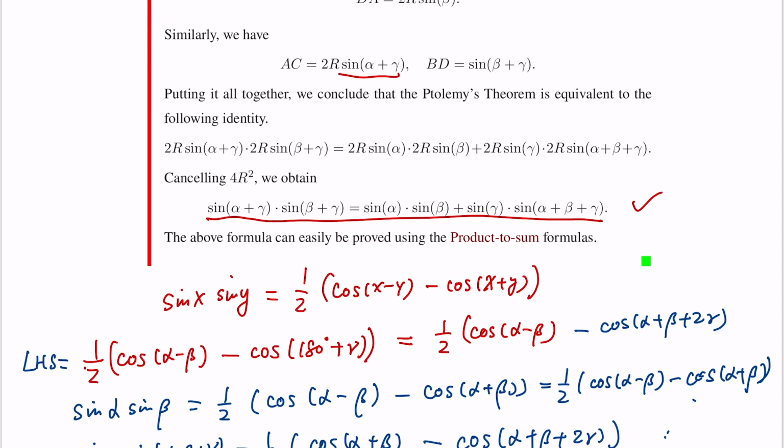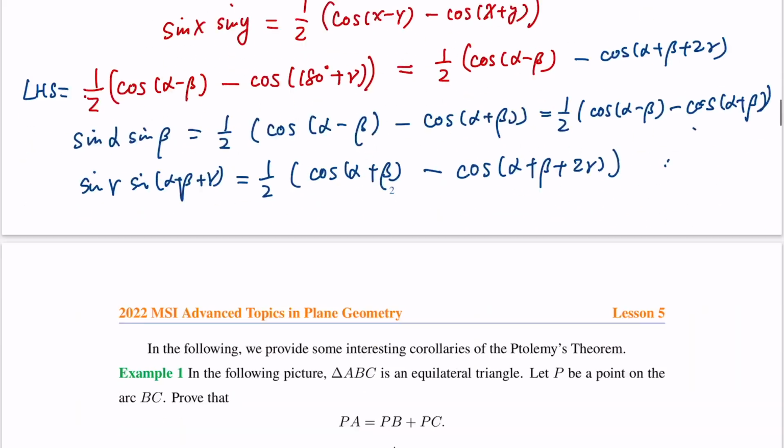Number one, we use law of sines to turn it into a trigonometric identity. And then number two, we use the product to sum formula to prove it. And if you think about this, you can actually use that to give another proof of the product to sum formula in trigonometry. In fact, Ptolemy's theorem is equivalent to all the trigonometric formulas, like the sum formula, product to sum formula, sum to product formula. It's equivalent to all of them. You can use Ptolemy's theorem to give proofs of all these trigonometric identities.